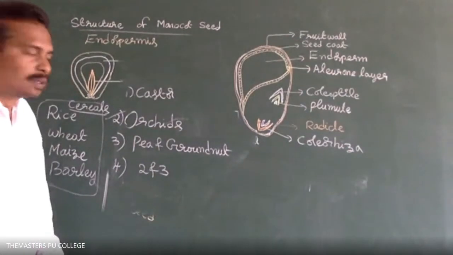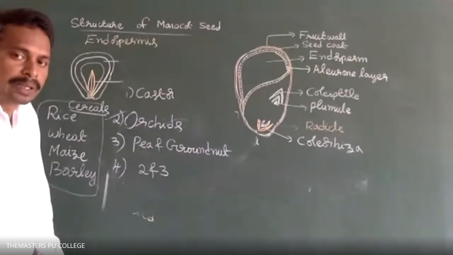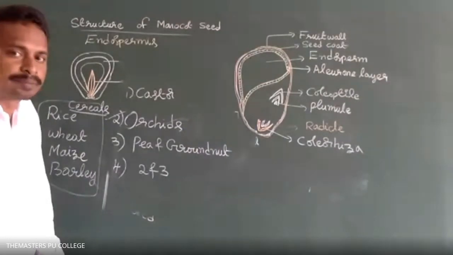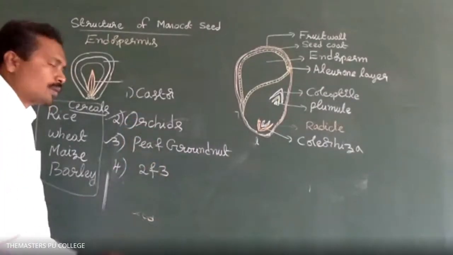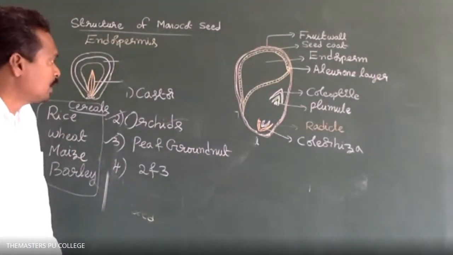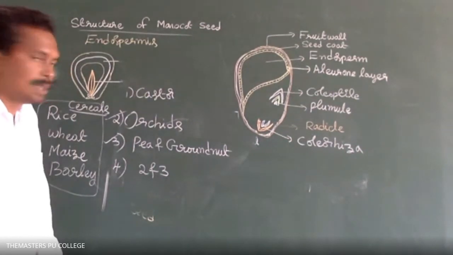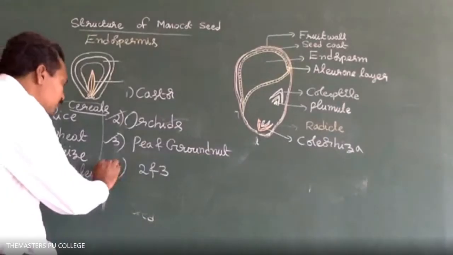Non-endospermic. So, which of the following are the non-endospermic dicotyledons? Option 4, 2 and 3. Pea and groundnut are dicotyledons of angiosperms. So, which of the following are the non-endospermic seeds? Option 4, 2 and 3. Very good. Option 4 is the correct answer.